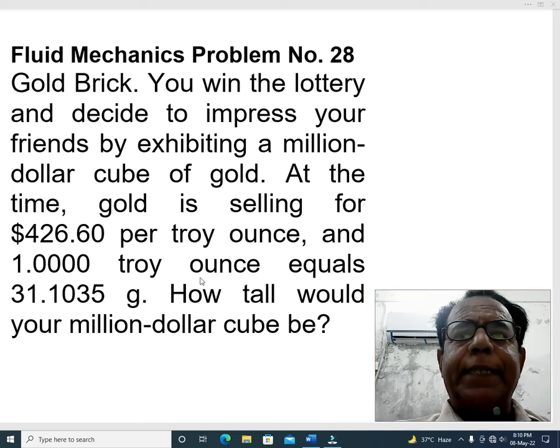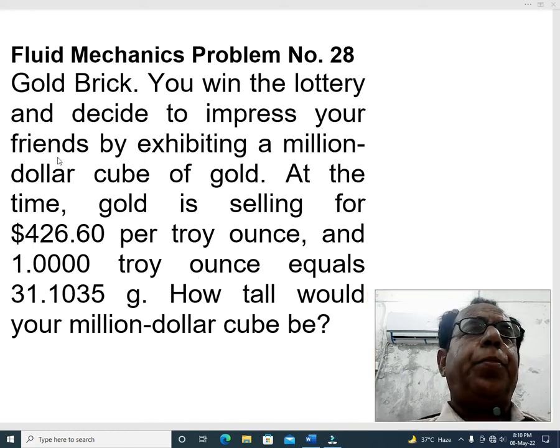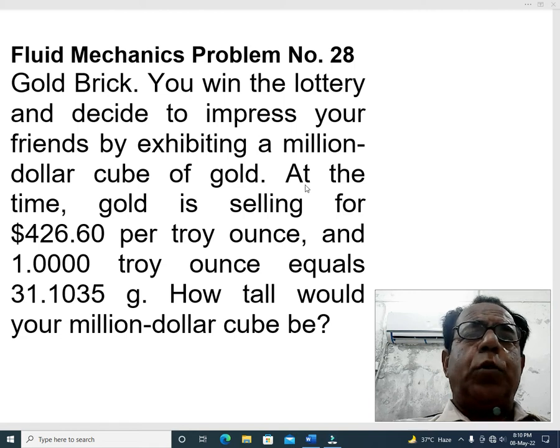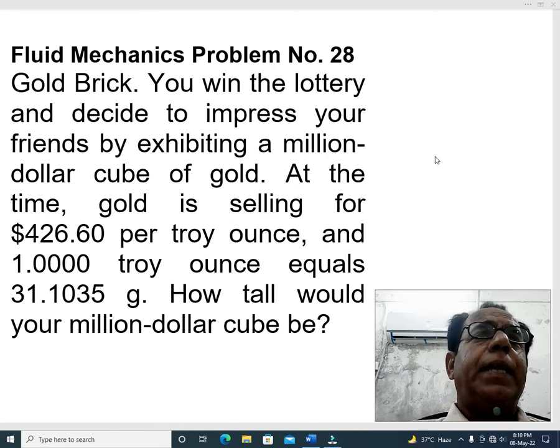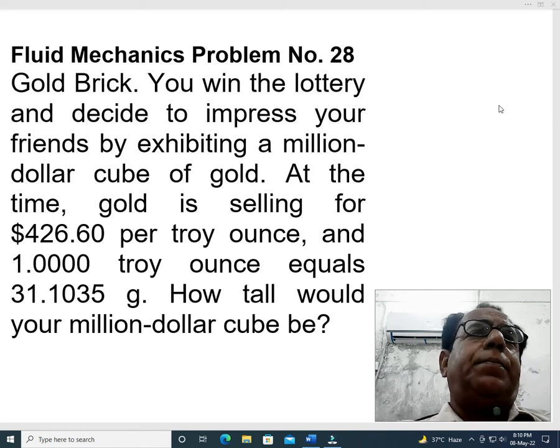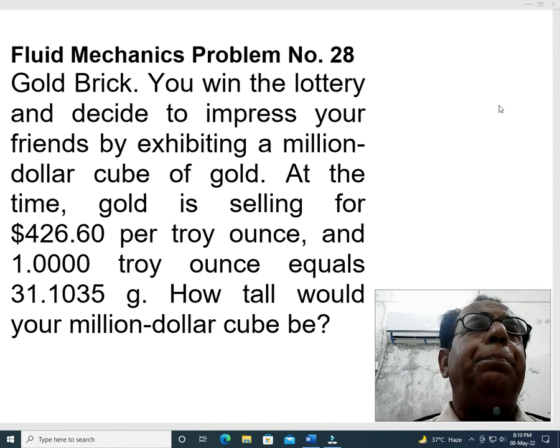This is our next problem. Problem number 28, fluid mechanics. As usual, we first come towards the statement. Gold brick. You win the lottery and decide to impress your friends by exhibiting a $1 million cube of gold.